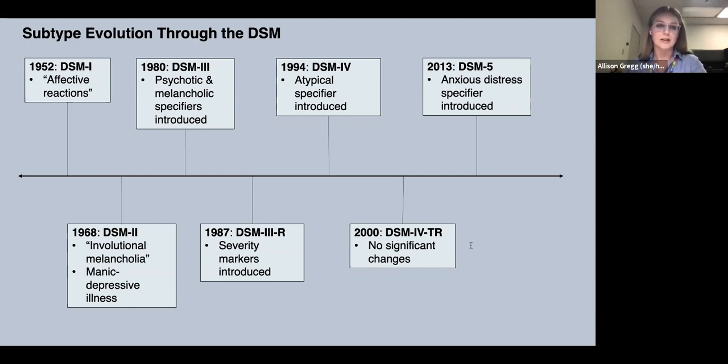Interestingly, you'll note compared to the 5 subtypes that we listed earlier, treatment-resistant depression is not currently codified in the DSM. We'll discuss that a little bit further, and where the research stands on treatment-resistant depression as potentially being its own distinct subtype.